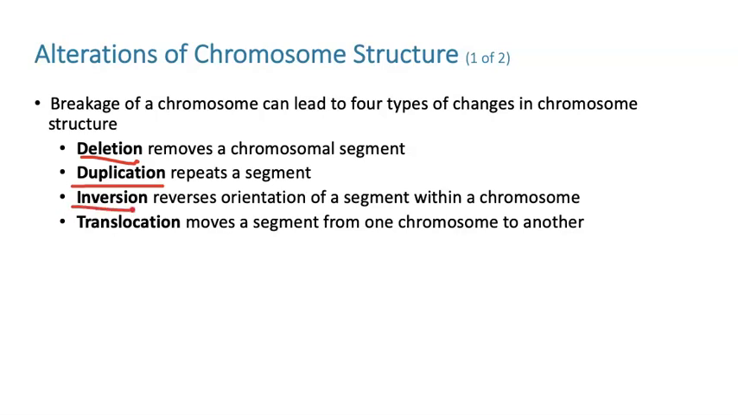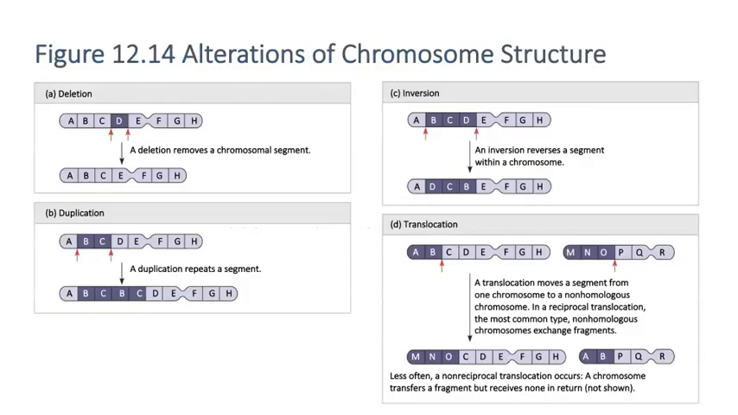You can have an inversion, where the original order of the letters in the DNA sequence is reversed, and that happens within a chromosome. And then you can have a translocation, which takes a bit of one chromosome and puts it on a completely different chromosome. Let's take a look at what this means more visually.